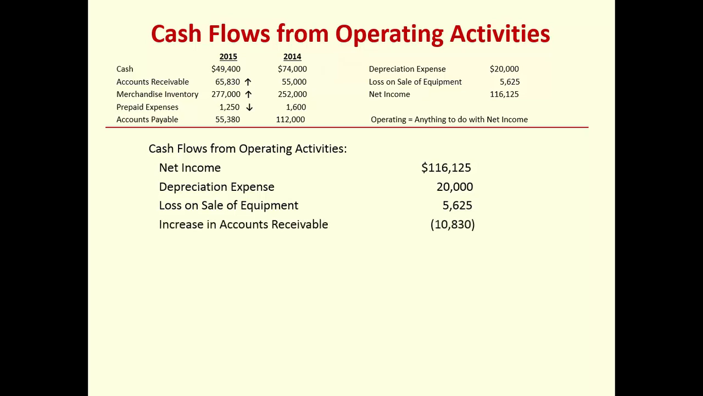Okay, so the accounts receivable is an asset. It went up. I do the opposite. I subtract the amount it went up, $10,830, because it went from 55,000 to 65,830. The difference is 10,830. Merchandise inventory went up 25,000, so I subtract it. Assets went up. I do the opposite. This asset, prepaid expense, went down $350. I do the opposite. I add it back in.